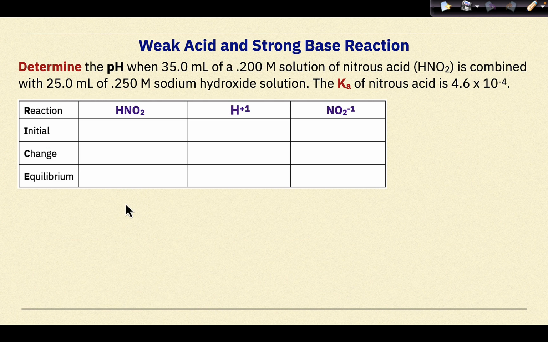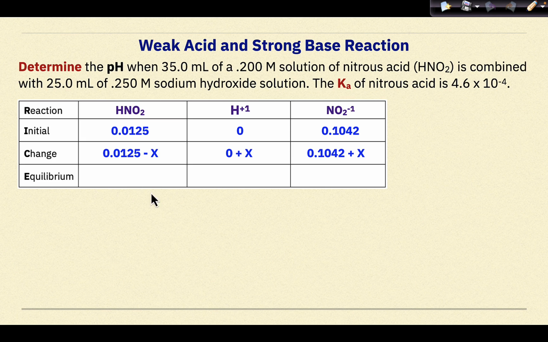After neutralization, 0.0125 molar HNO2 and 0.1042 molar NO2⁻ exist in solution. No hydrogen ions are present. Some amount of HNO2 will be ionized to form hydrogen ions and nitrite ions. We will assume that X is small based on the Ka value.